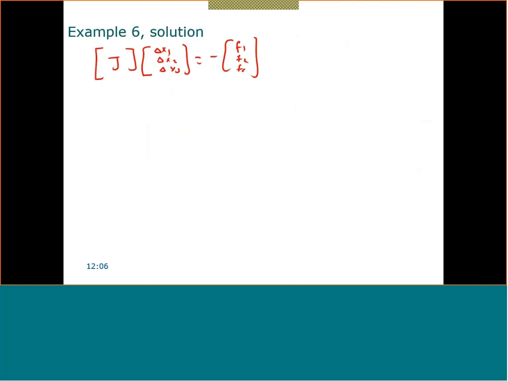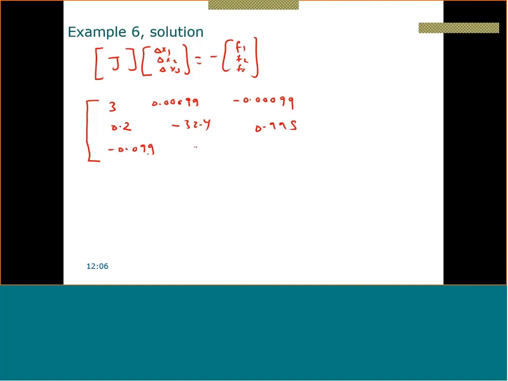So what we will do here, let me write down the values that I have. 3.00099 minus 0.00099, 0.2 minus 32.4. I'm just calculating the second line. I did not do that now, but I just take the values. You can verify this yourself. And then we'll have minus 0.099 minus 0.9920. Okay, excellent. So this is my Jacobian matrix.